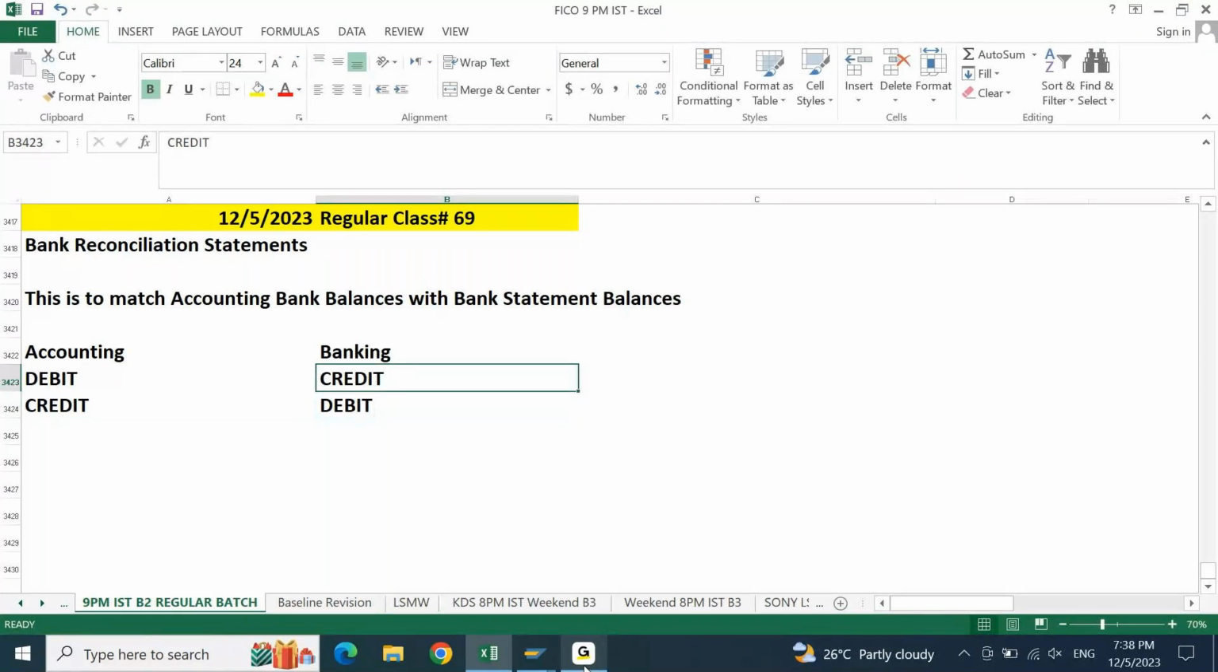You call debit in accounting, the bank is telling it is a credit. You are calling credit in accounting, the bank is telling your credit as a debit. So you should always understand that these are not similar in nature. When we say these are not similar in nature, from a debit credit perspective, accounting and banking are opposite.